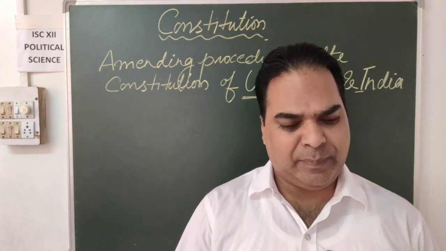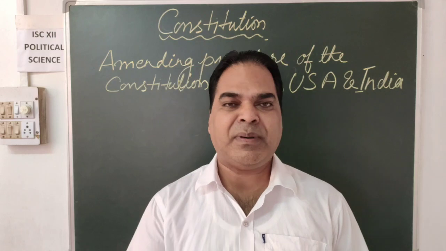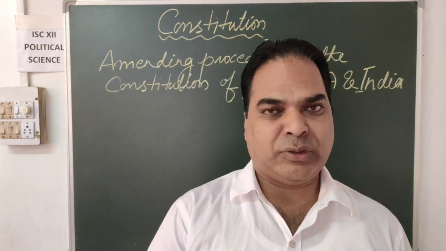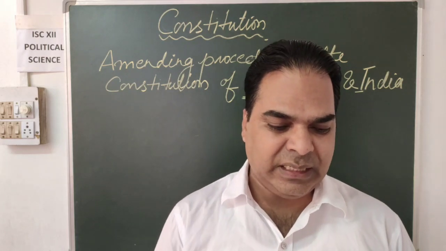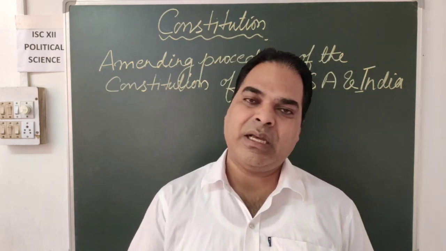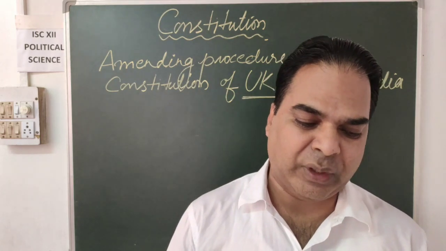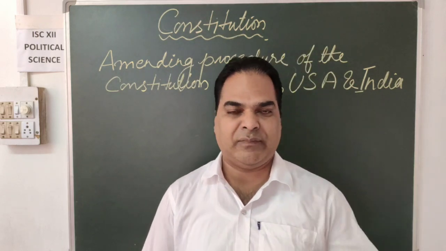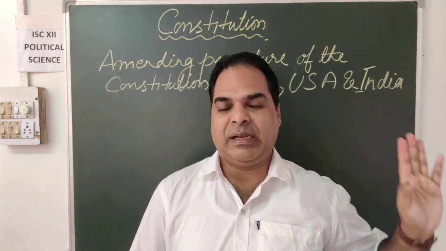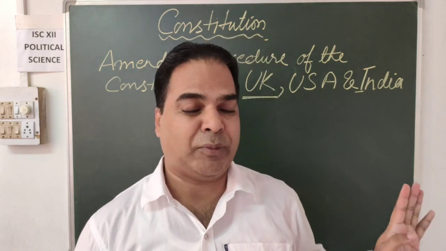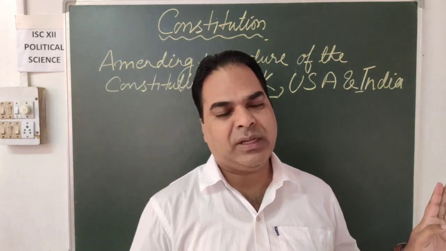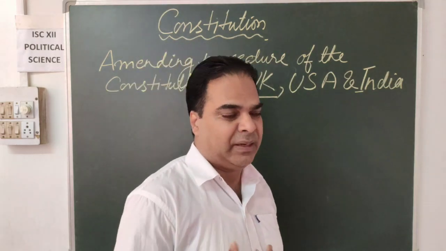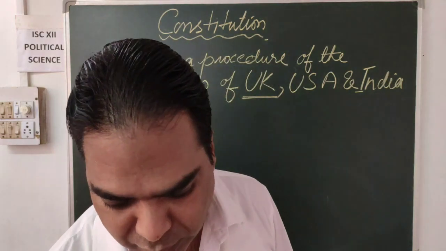British Parliament can pass a law or the amendment by a simple majority, a simple majority in the House of Commons. It can even amend the constitution by passing a single law. So this is all about the way the amendment is done in the constitution of UK.